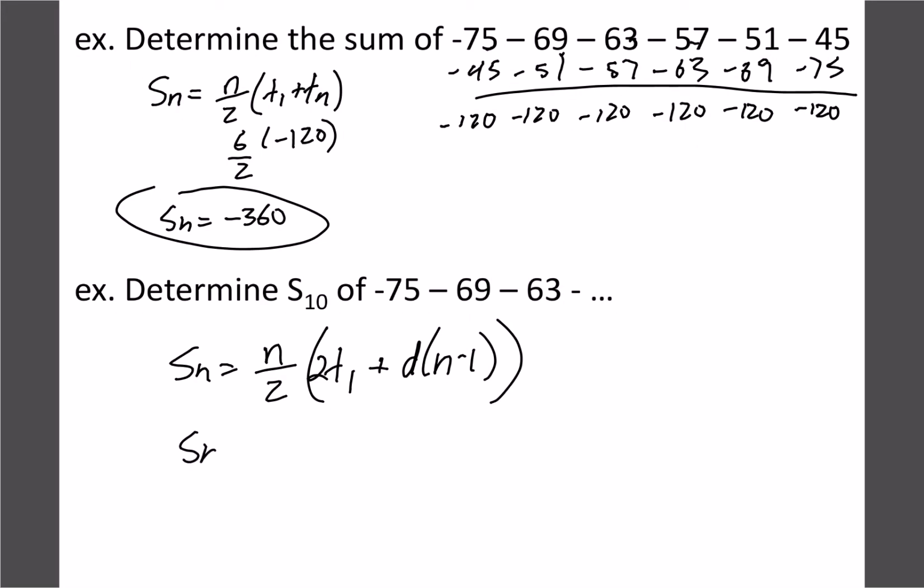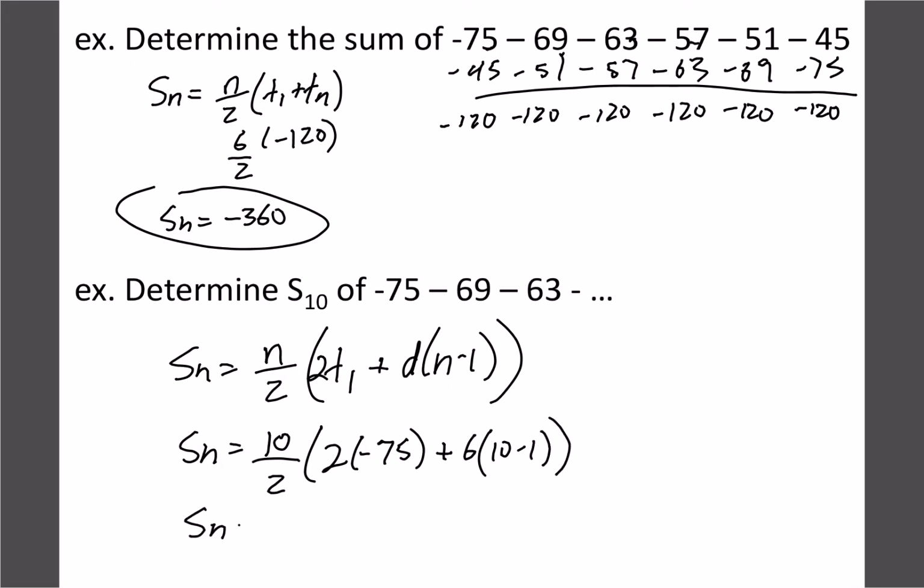So if we plug all that in, in this case we want the 10th term, so we'd have 10 over 2. Our first term is negative 75 still. Our d is, we're going up by 6. And we want 10 terms, so 10 minus 1. So simplify all of that. That gives us 5 times negative 150 plus 54. So negative 150 plus 54 is negative 96.